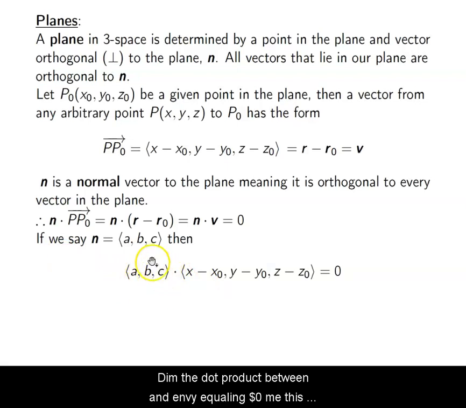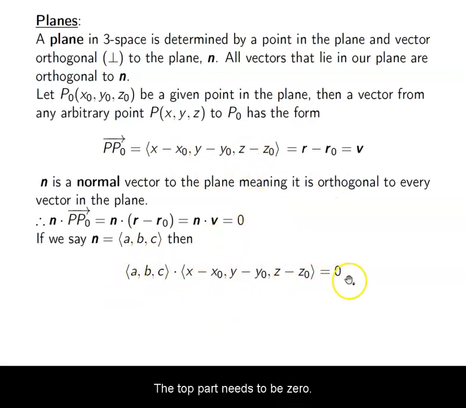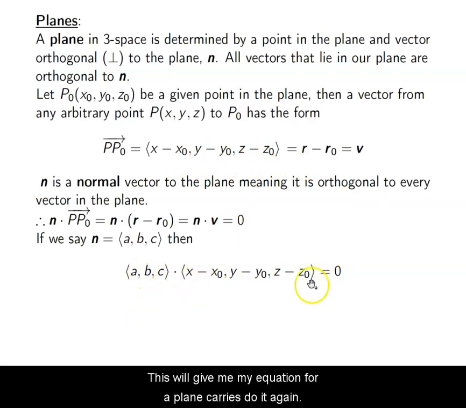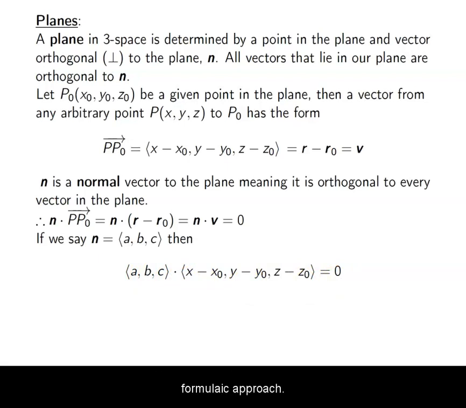Then the dot product between n and v equaling 0 gives me this equation. I already know what v looks like. This is my n. The dot product needs to be 0. This will give me my equation for a plane. It's important to remember the process rather than just the formulaic approach. The formula will help, but if we understand how it's created, it will be a lot more useful to us.